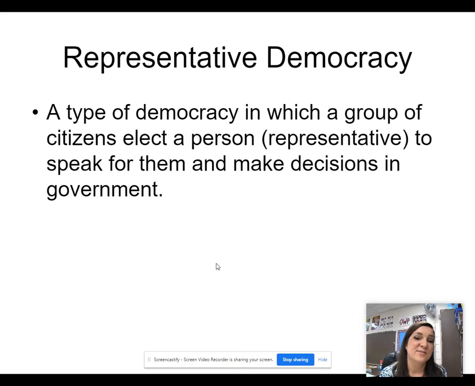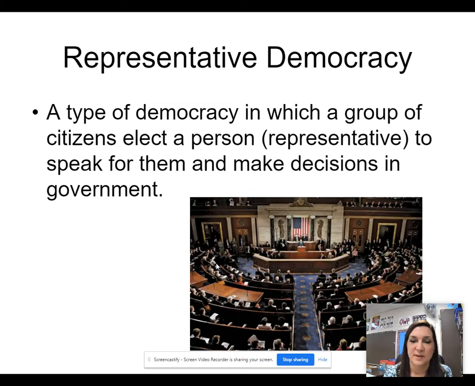You have a representative democracy, and this is a type of democracy in which a group of citizens elect a person, a representative, to speak for them and make decisions in government. This would be more in line with what we have in the United States as a whole.